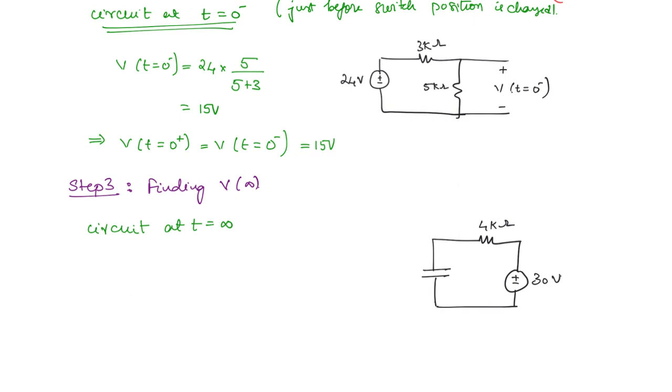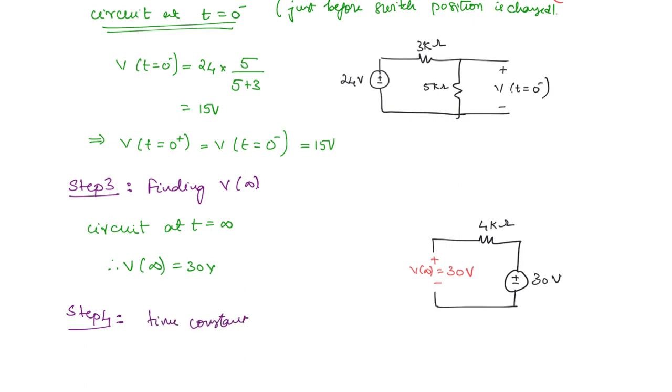So t is equal to infinity means steady state. At steady state, what will happen to the capacitor? It will act like an open circuit. Now what is the voltage appearing here? V of infinity is simply 30 volt. So therefore we found out the final value as well. What is the next step? Next step is the time constant tau.